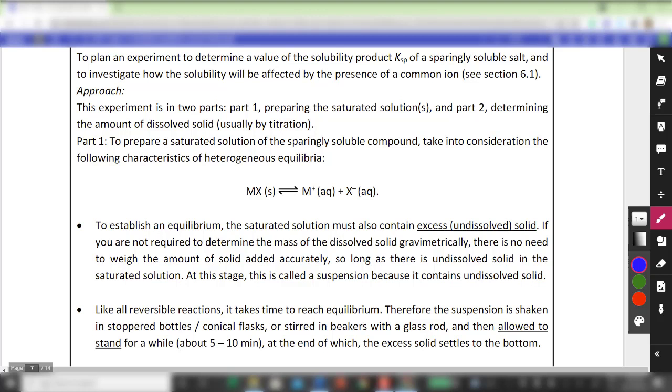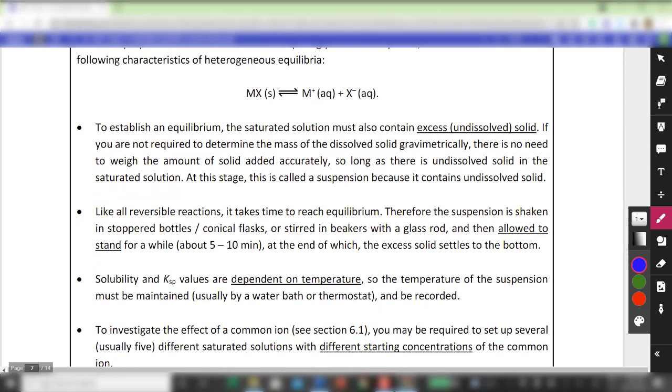Ensure that you leave it there for some time. Usually it will take about 5 to 10 minutes, but it really depends. If you're writing the planning yourself, just make sure you mention that you leave it to stand for a while, let's say 5 to 10 minutes. If you're not writing the planning, you just read the instructions given to you and perform accordingly.